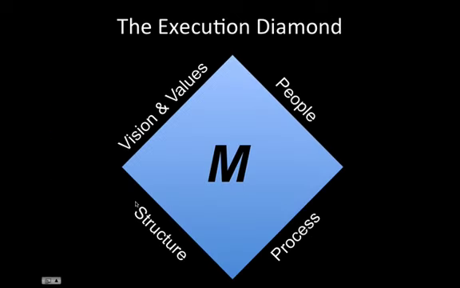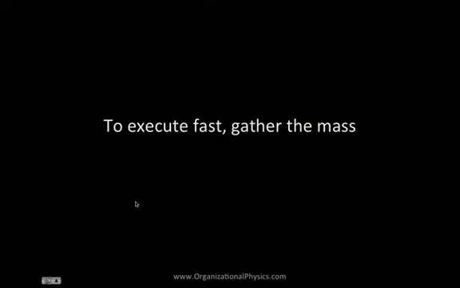So here's the execution diamond. The secret to fast execution is you've got to gather the mass. The mass is spread out all over your organization. You want to keep it aligned with aligned vision and values, structure, process, and the right people in the right roles. And that will allow you to make good decisions and implement them quickly, time and time again. In short, to execute fast, gather the mass.